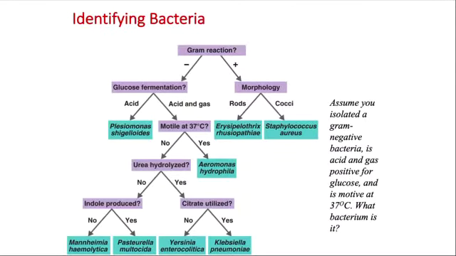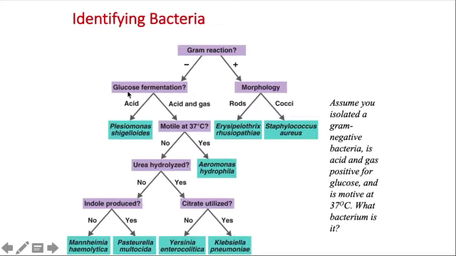So assume that you isolated a gram-negative bacteria. When it ferments glucose, it produces acid, and it also produces gas. And then it's also motile, so that's a motile bacteria at 37 degrees Celsius. What bacterium is it? The way to do that is to form a dichotomous key. So you look at gram reaction, is it positive or negative? In this case, it's negative, so that's a gram-negative bacteria.